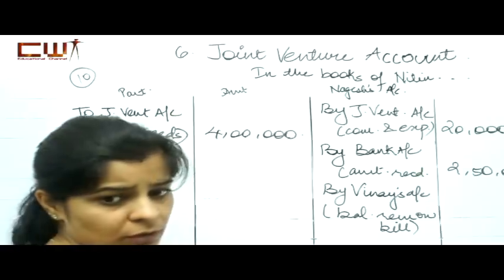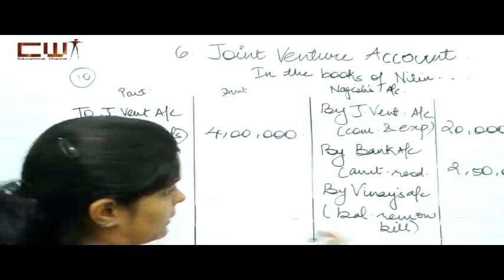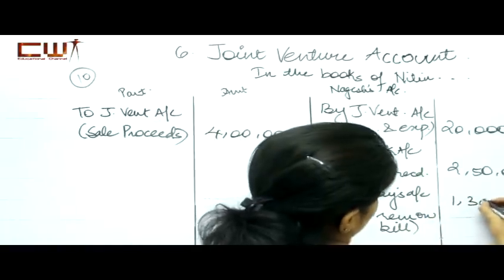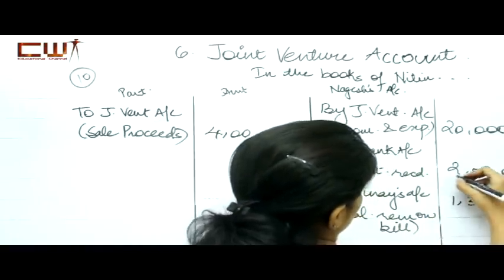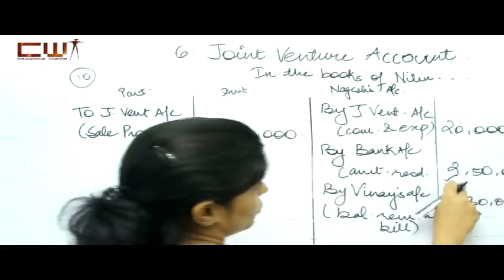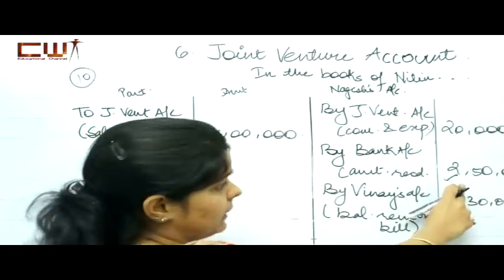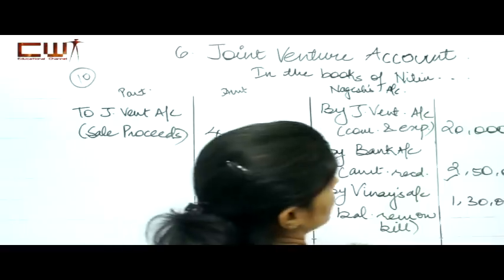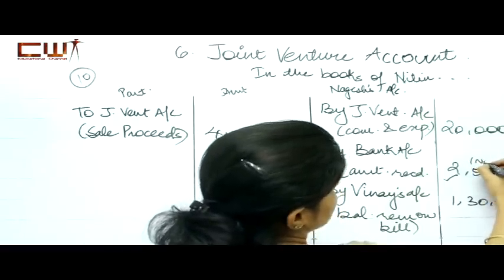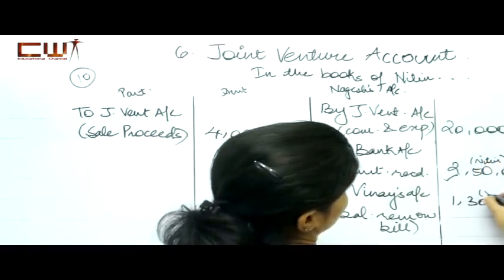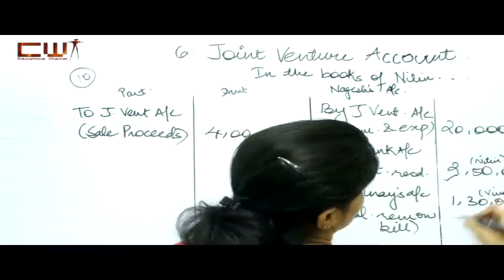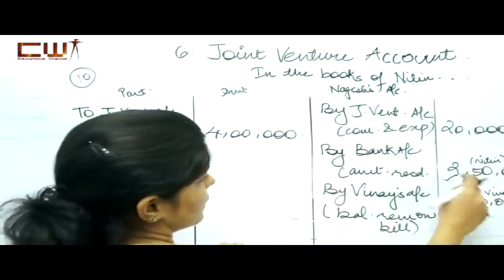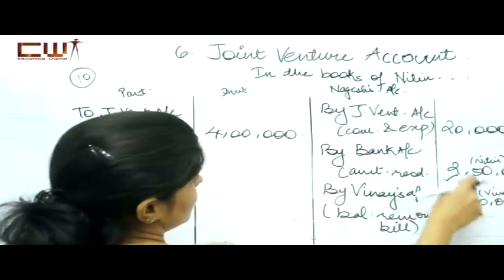How much was that for? 1,30,000. So 2,50,000 was given to whom? To Vinay, right? Nitin, I'm sorry. This was given to Nitin and this was given to Vinay. So these are the two amounts that were given to Nitin and Vinay.